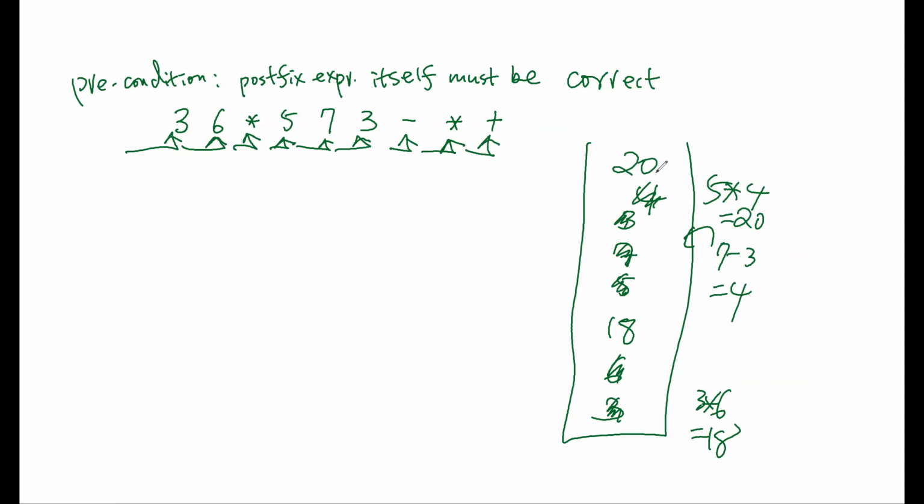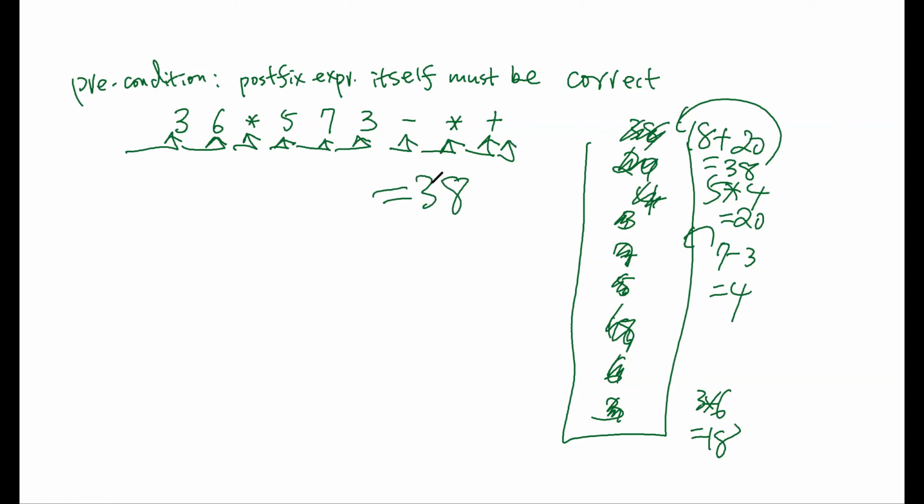And the next is plus. So you pop 2 numbers, 20 and 18. 20 and 18, plus, so I have 38, and I push it back, 38. Now it's the end of the expression, so you just pop this out, so it's 38. So that makes sense? Okay, so that's how this postfix expression works.